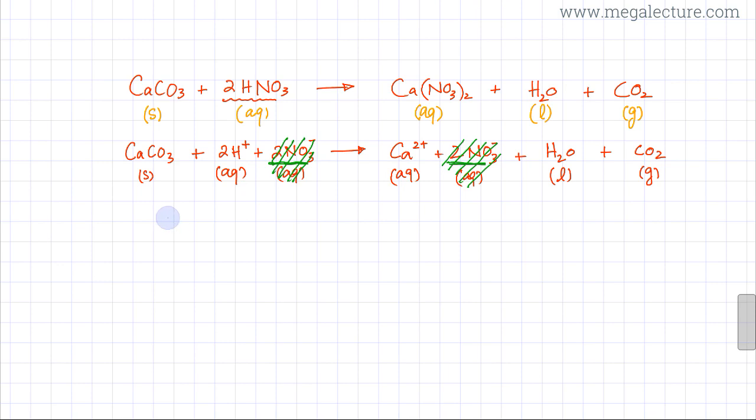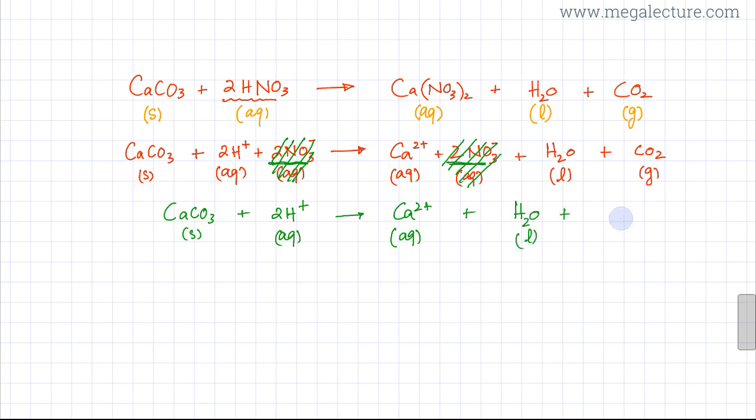So I'm going to rewrite the whole equation without nitrate ions. It's going to be calcium carbonate solid, followed by 2H plus 1 aqueous. And my products are going to be Ca2 plus aqueous plus H2O liquid. And I have CO2 in gaseous state.